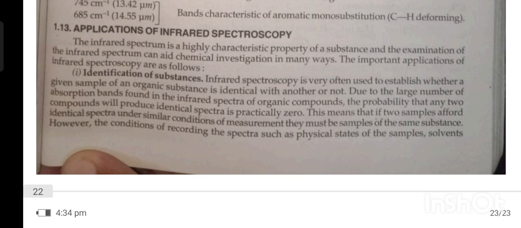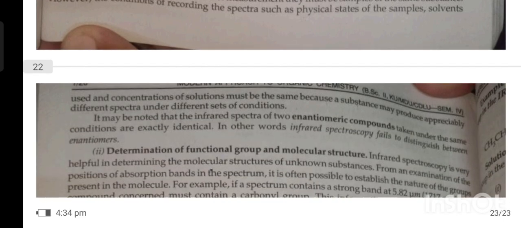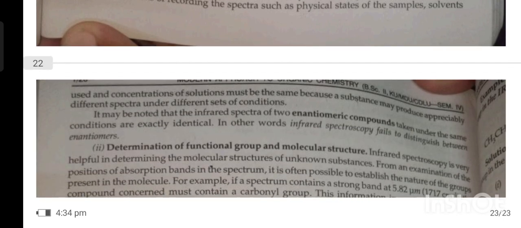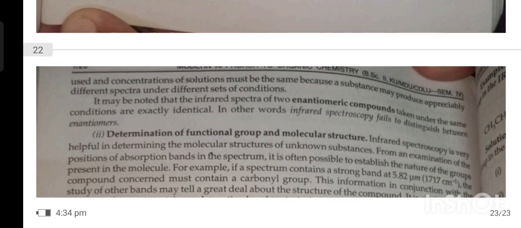However, the conditions of recording the spectra, such as the physical state of the sample, solvent, and concentration of solution, must be the same, because a substance may produce appreciably different spectra under different sets of conditions. It may be noted that the infrared spectra of two enantiomeric compounds taken under the same conditions are exactly identical. In other words, infrared spectroscopy fails to distinguish between enantiomers.